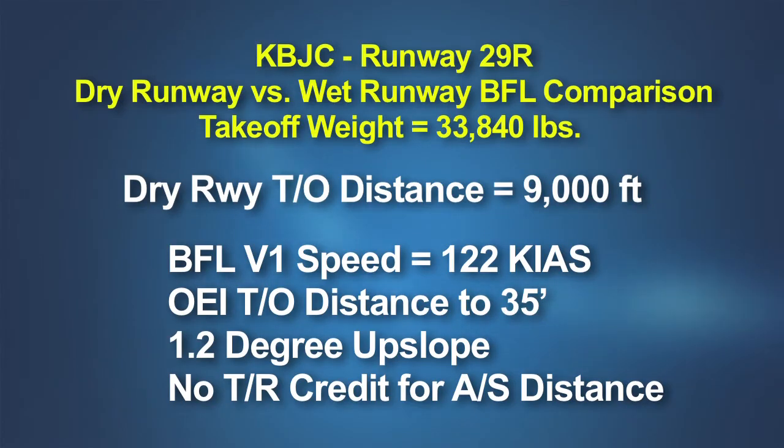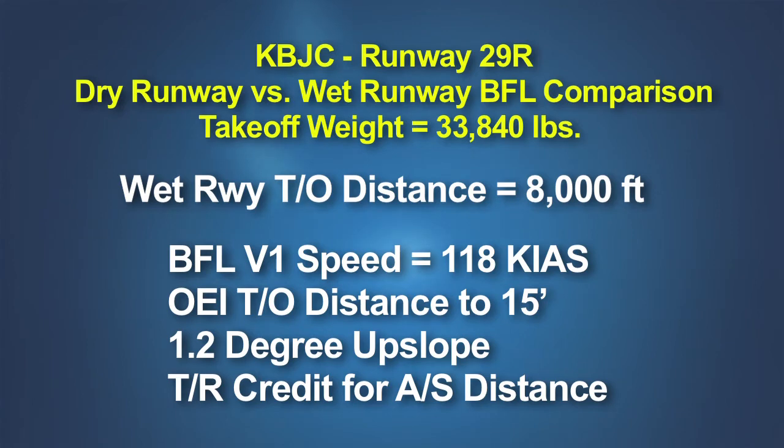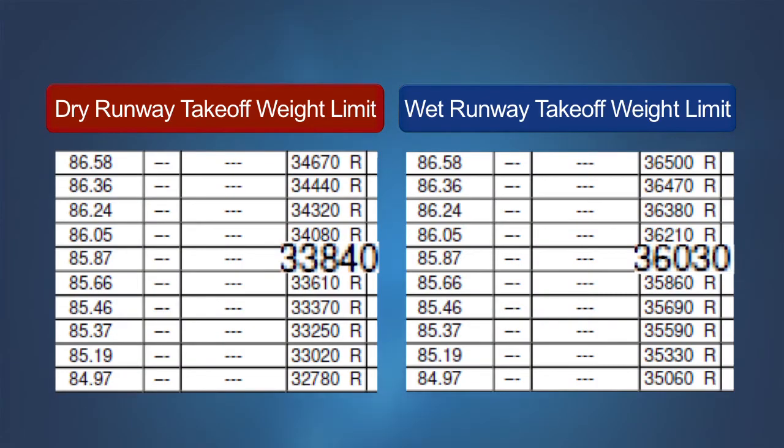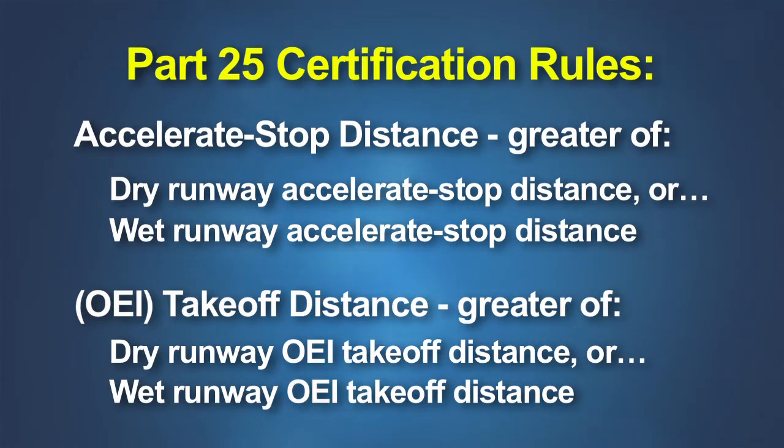The reduced screen height and credit for use of thrust reversers in determining the wet runway takeoff performance can in some cases actually produce a situation where, at a given takeoff weight, the wet takeoff performance appears to be better than the dry runway performance. This can lead to a situation where the wet runway analysis produces greater takeoff weights than the dry analysis, but the certification rules have an additional requirement to address this situation. These rules specify that the accelerate stop distance and the one engine inoperative takeoff distance must be the greater of either the dry runway or wet runway distances.